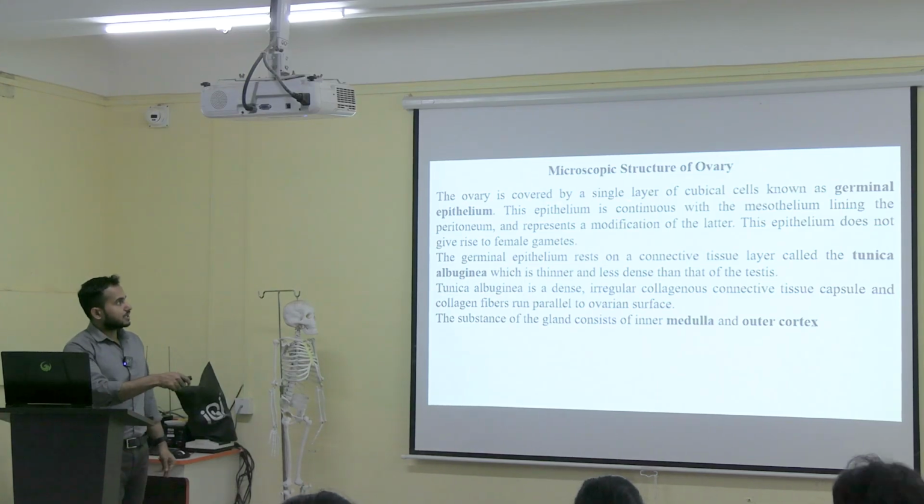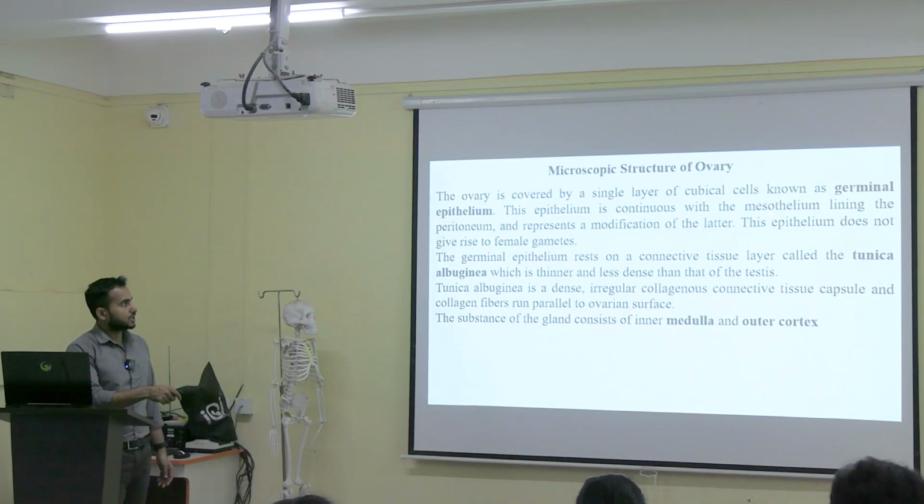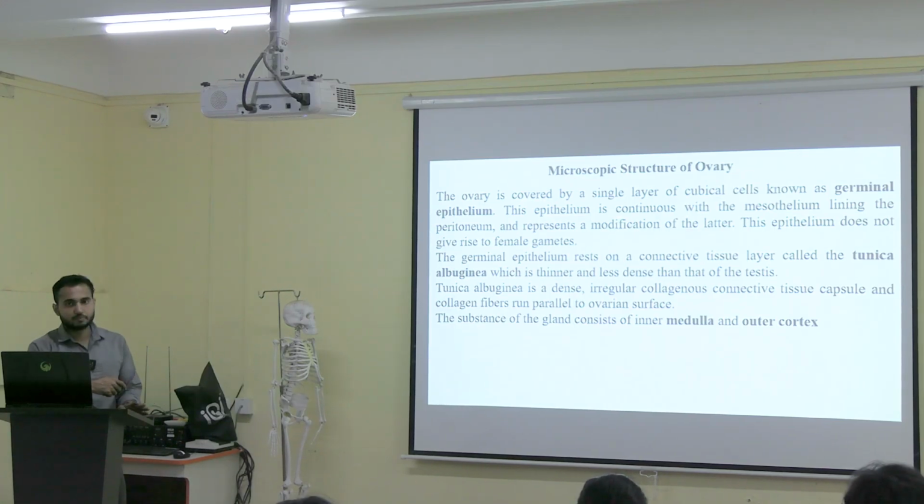The ovary is covered by a single layer of cuboidal cells. These are also called the germinal epithelium. Now this epithelium is continuous with the mesothelium lining of the peritoneum. Calling it germinal epithelium doesn't mean that the germ cells develop from it. This is only the outer covering, or you can say the lining epithelium.